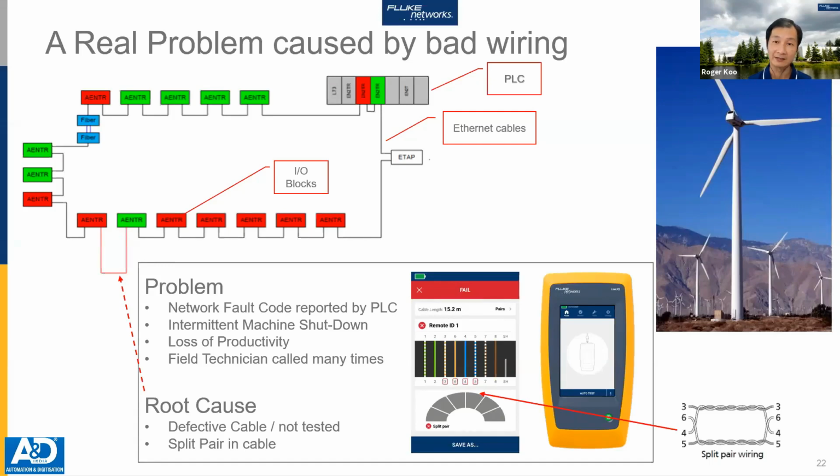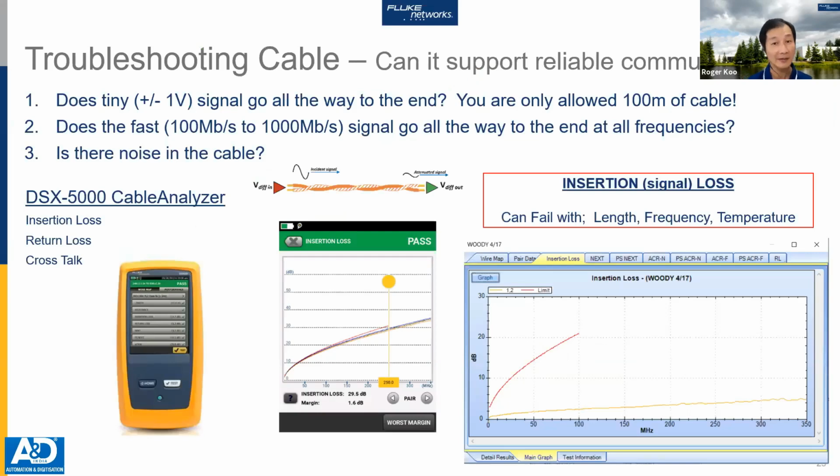They went to look and do a test with their testers, but they were unable to identify the root cause. Now, with our tester, we are able to identify that it's a split pair. As we have mentioned previously, a split pair is not easy to identify with a simple continuity tester. So that is something that you should watch out for. Wire map testing is insufficient to determine if the cable supports reliable communication, as we have just shown previously.